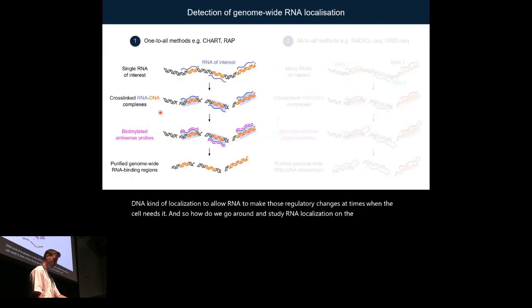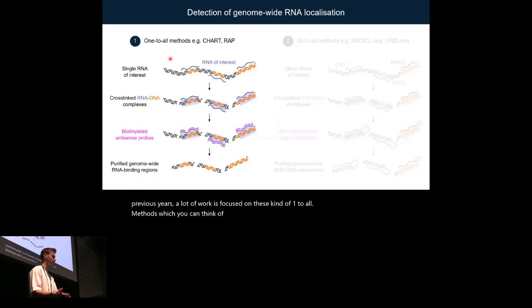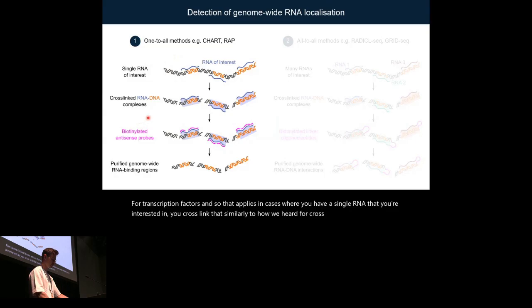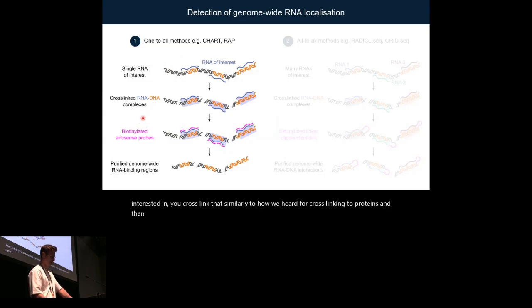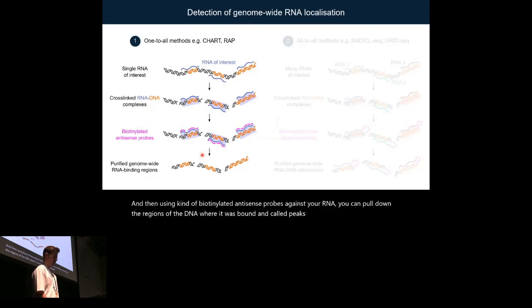In previous years, a lot of work focused on these one-to-all methods, which you can think of analogously to ChIP sequencing for transcription factors. And so that applies in cases where you have a single RNA that you're interested in. You cross-link that, similarly to how we heard for cross-linking to proteins. And then using biotinylated antisense probes against your RNA, you can pull down the regions of the DNA where it was bound and call peaks, etc. That has quite a clear drawback in that it only provides you information on one RNA at a time.